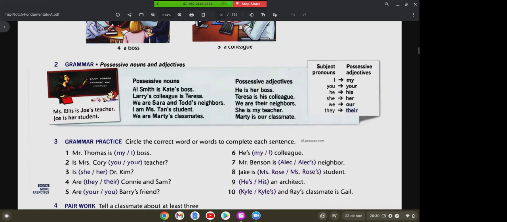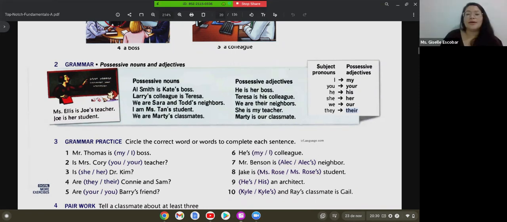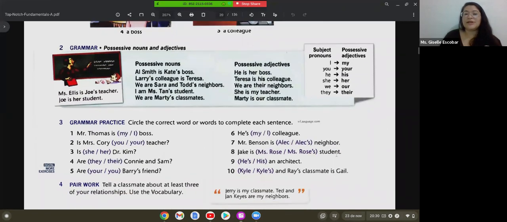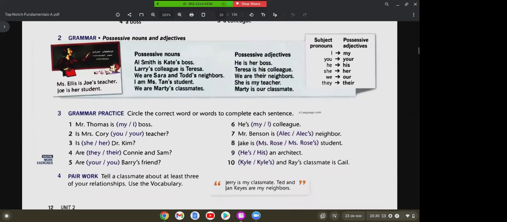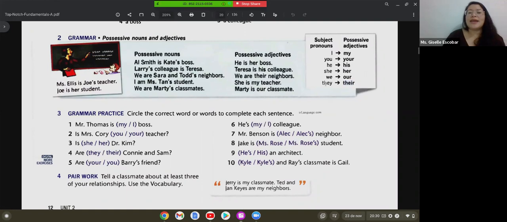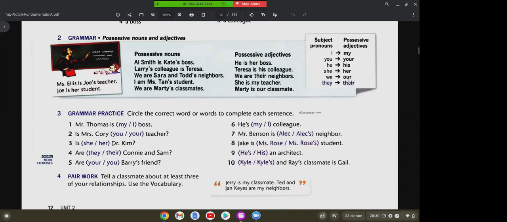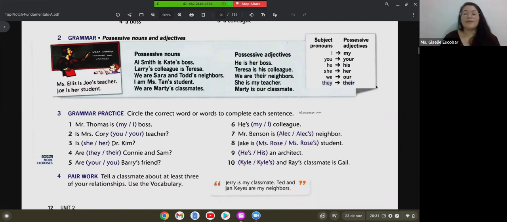Their neighbors. Their classmates. Their boss. Their students. Is it clear? Do you have any questions? Sí, teacher, esa clase no estudió. Their, ¿cómo se puede ocupar ahí? Cool. Okay, so they significa ellos, right? Ok. Entonces, their, ¿cuál sería el significado de their?